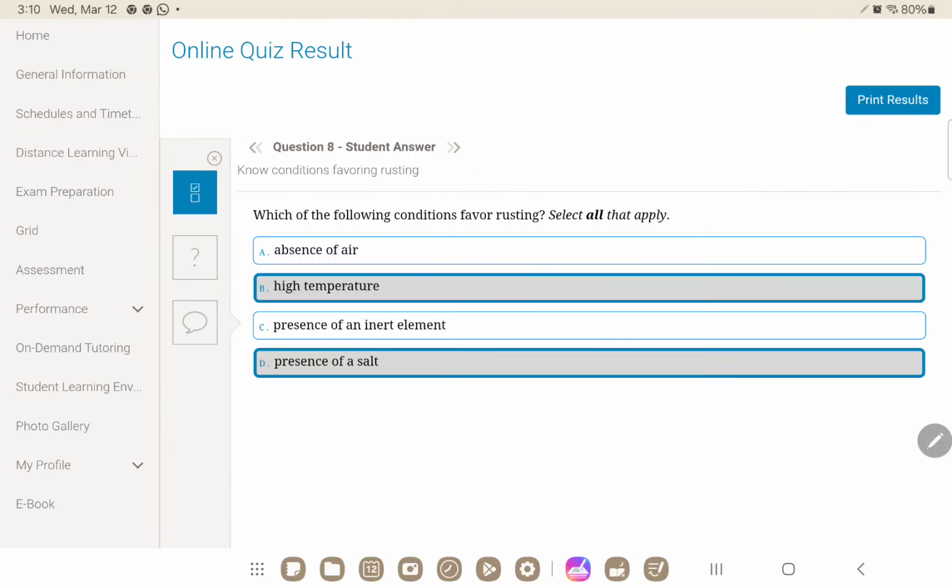Which are the conditions of rusting? Of course, we need a high temperature and the presence of a salt. Moving on.